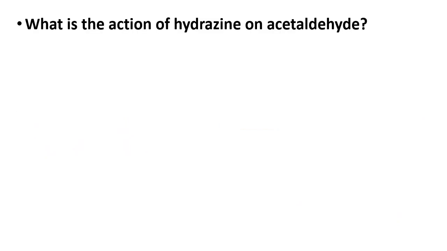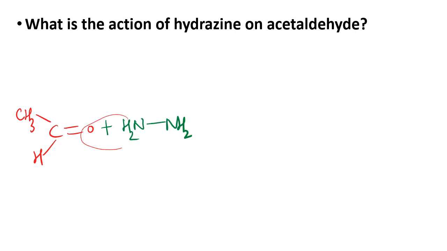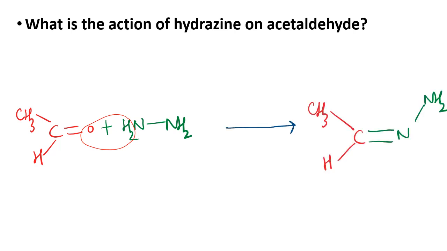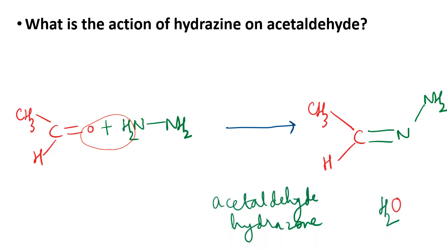Action of hydrazine, which is the second derivative of ammonia. We will try to react it with acetaldehyde. We will write the structures of acetaldehyde and hydrazine, and the logic remains the same, that condensation is taking place with loss of water. So the product writing is not so difficult basically. You will be able to write the product, and the name of the product will be hydrazone. So it is prepared from acetaldehyde, and the product will be called acetaldehyde hydrazone.